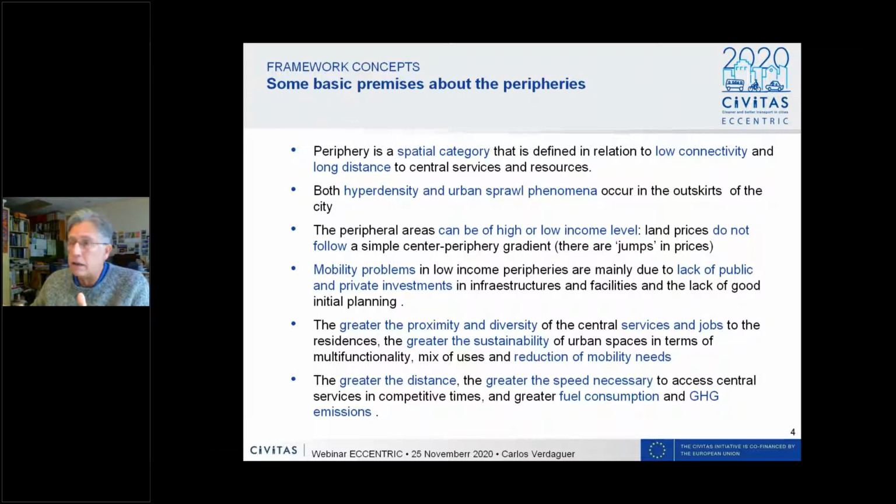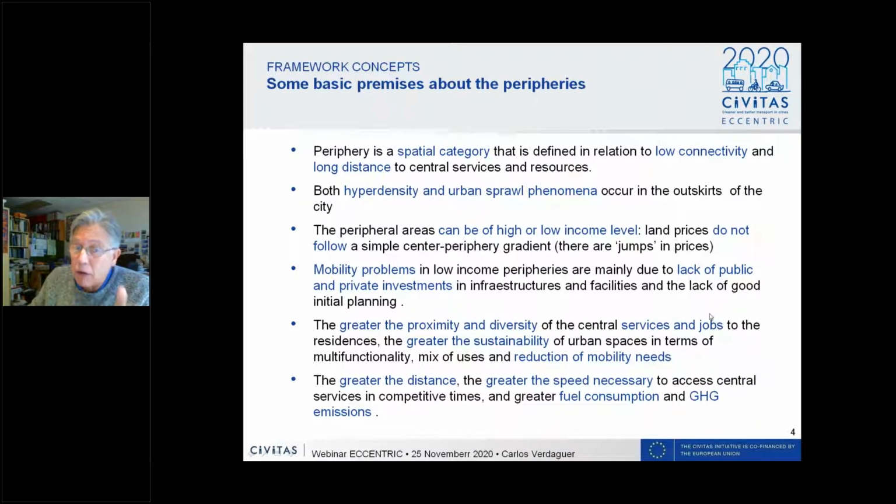So if we talk about periphery, we can even consider that suburbs are in the periphery in spatial terms. Both hyperdensity and urban sprawl phenomena occur in the outskirts of the city, because these two different kinds of urban fabrics are peripheral in spatial terms. So they can be of high or low income level. Land prices do not follow a simple center-periphery gradient, but have jumps in prices. In the case of Madrid, we have low density, high income areas in the north of Madrid, and just by the side, at the same distance from the center of Madrid, we have urban neighborhoods with low income and high density.